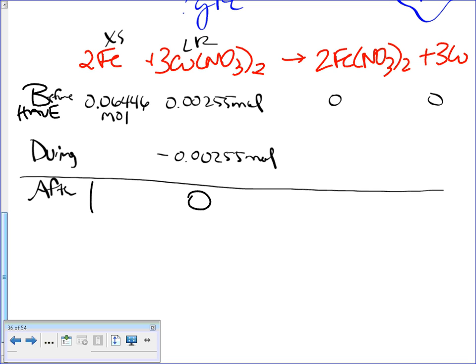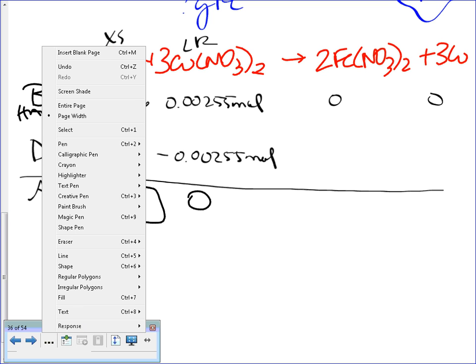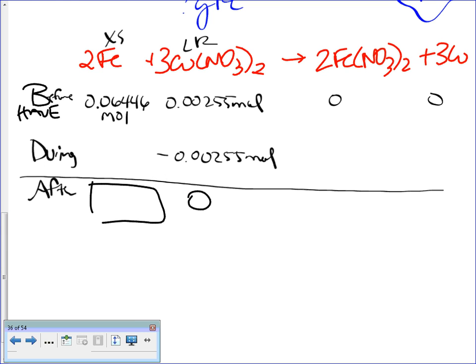I know there's going to be a number down here. I know there's going to be excess. But how much is left? And this is where I actually use that ratio, but I'm writing it in math form. So I'm subtracting the LR amount. I'm subtracting 0.0025. But in a ratio of iron to LR, in a ratio of 2 to 3. So iron to LR, copper to nitrate, is a 3.